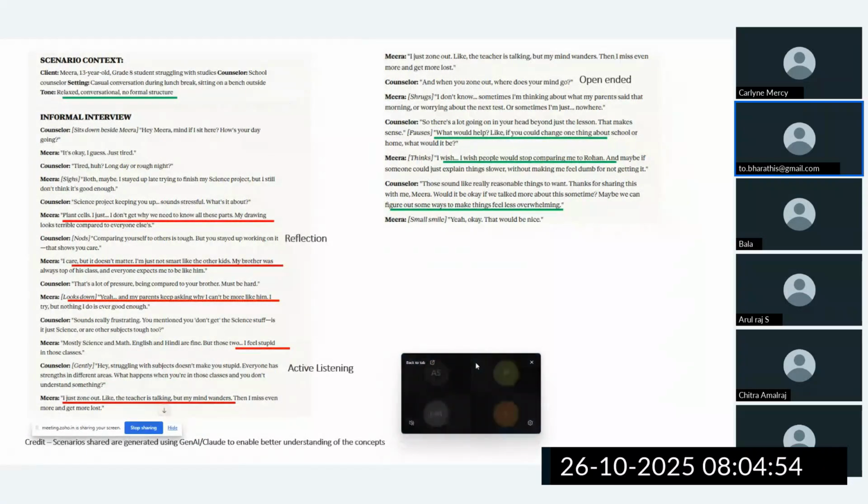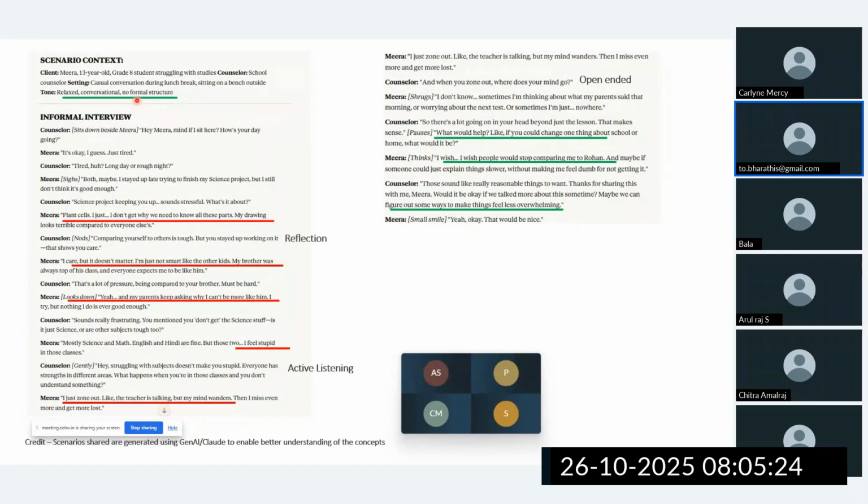Whatever is in green shows how the counselor is nudging the interviewee. The red ones are observations which I wanted to share, showing how the individual is coming out and sharing what he or she feels. So this case is Meera. She's a graduate student. She has difficulty in studies. This is an informal conversation.